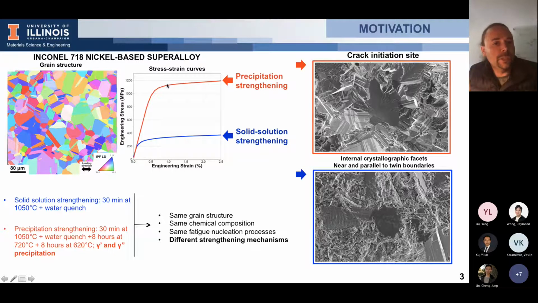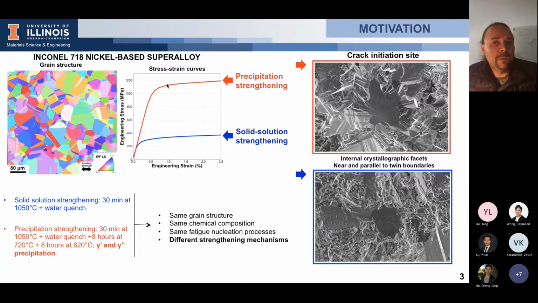You can also process this alloy to obtain a solid solution. You do a water quench after forming the grains, and in this case, you prevent the occurrence of precipitation. You only have solid solution strengthening, and you obtain the blue curve. You have the same grain structure, but you do not develop precipitates. As a consequence, the yield strength of this alloy is pretty low, around 300 MPa.